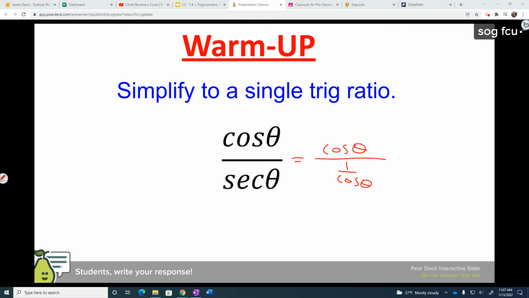With a fraction and a fraction, we learned yesterday that we keep, change, flip. We keep the top, we change the multiplication, and we flip the bottom. So it becomes cosine over 1. Well, then this just becomes cosine times cosine, which is cosine squared. So that is the correct answer of cosine squared. Be our single trig function.